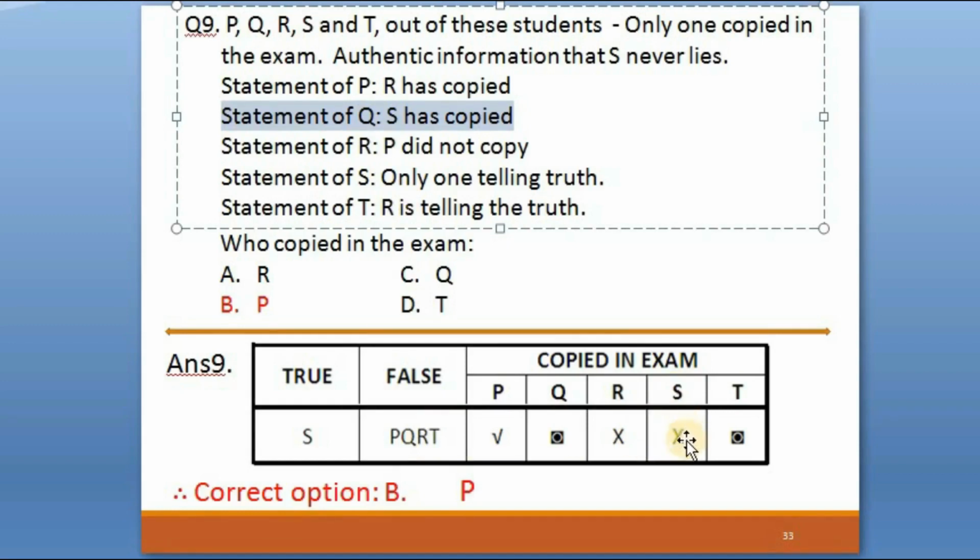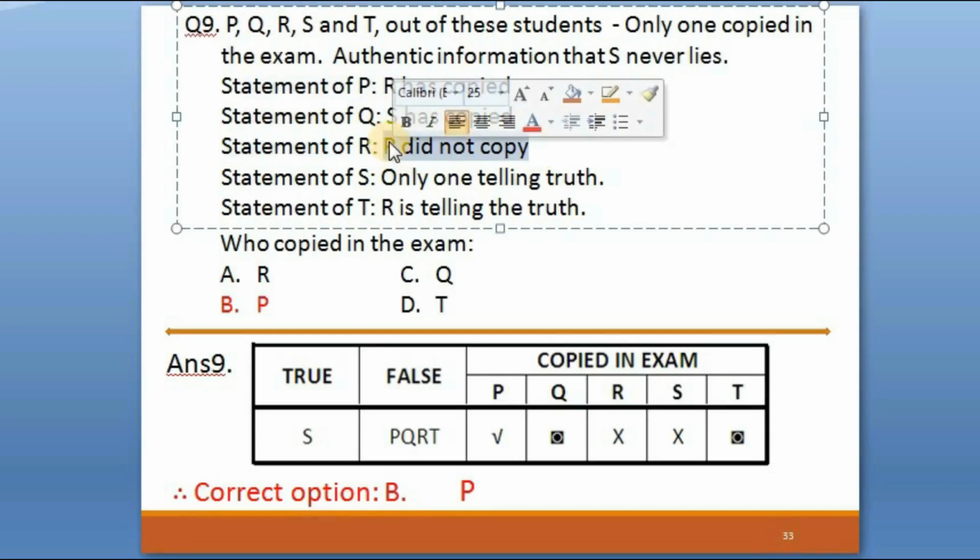Now the third statement. Statement of R: P did not copy. Now since R is lying, and he is saying P did not copy, it means actually P copied. So here we get the first clue that P copied. So we will mark it with a right tick.